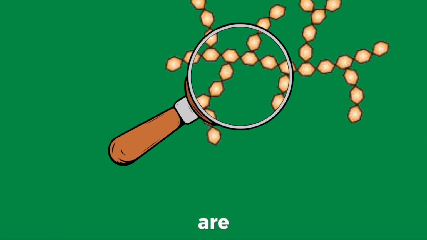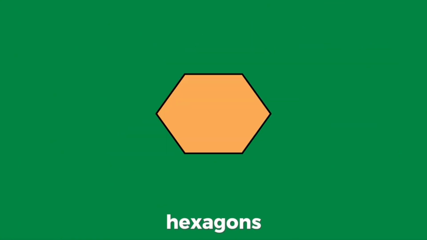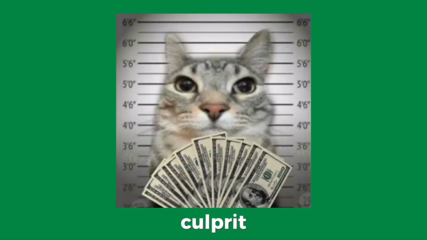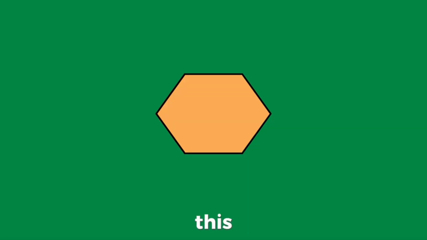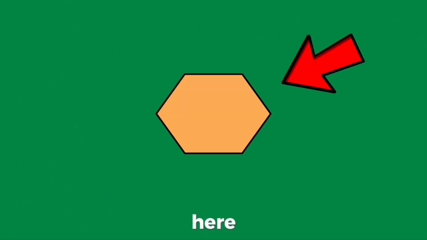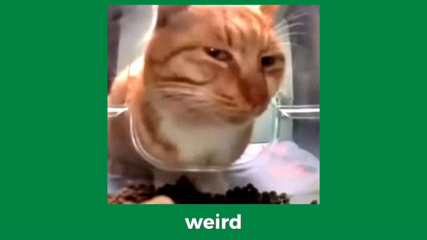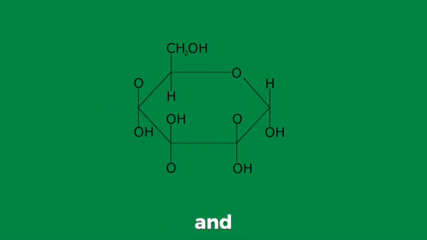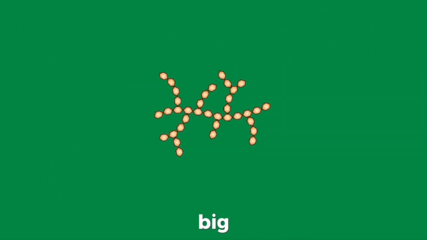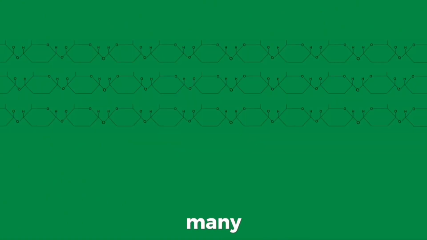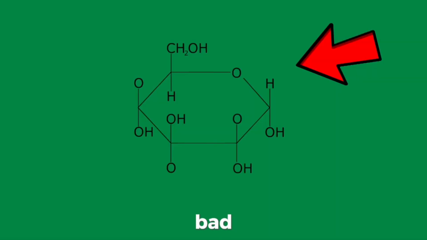We'll see that there are these little hexagons that repeat over and over and over again. This is what our little culprit looks like, right? And this is what we call a monosaccharide. This right here. Now, in reality, it's not actually a weird looking yellow hexagon. This is what it actually looks like. And this bad boy right here is what makes up a sugar molecule, right? A big sugar molecule is made up of many, many, many of these tiny little bad boys.